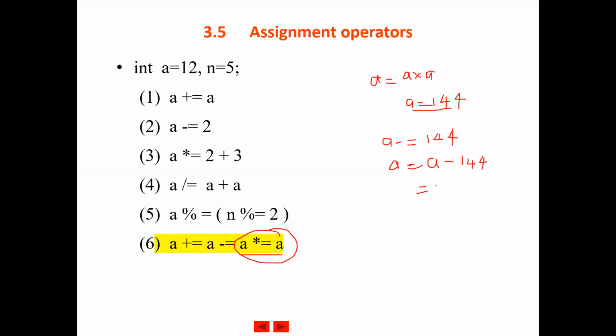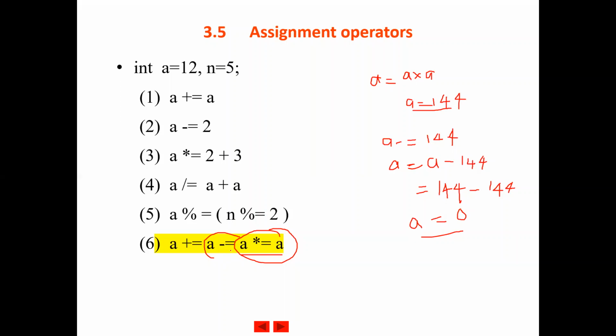Now you write it as 144 minus 144. Are you getting it? We are expanding this part now, A minus A minus equal to. So we got now in this step, the value of A will be 0. It's a little twist, like a tricky question. So you have to understand. Now in this step, A value will be 0.